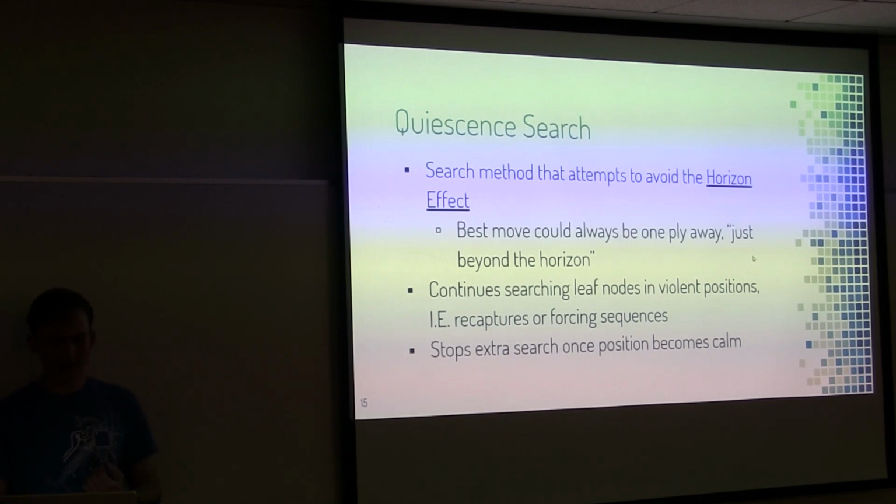And how we combat this with quiescence search is you notice when a position is violent or chaotic, like at the end of your search depth, and you extend the search in that case. So to use some chess terms, if there's a chain of tactics, then you don't want to stop searching. You want to see the combination through to the end.